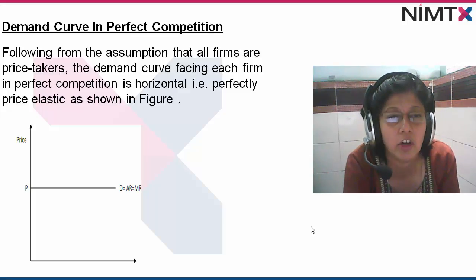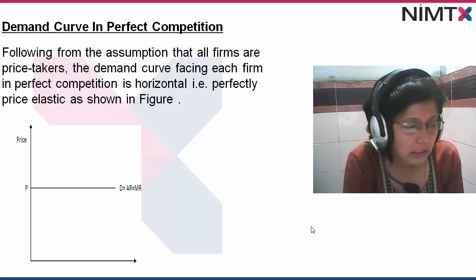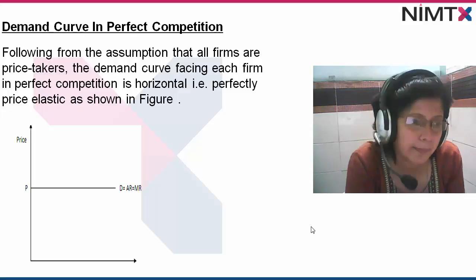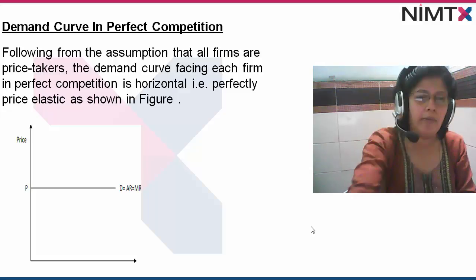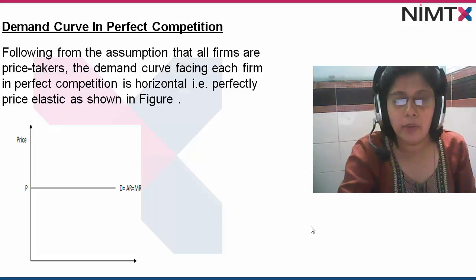Why is it horizontal? Because it reflects the market price. Here we have a market price, that is P, and that is D equal to AR equal to MR. AR stands for average revenue and MR for marginal revenue.